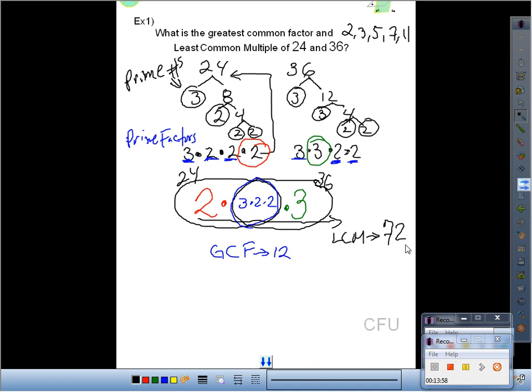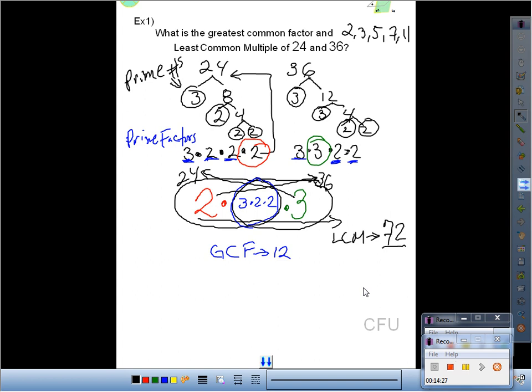No. Check this out. Look up. Ready? Because I'm about to, like, boom. What's left over on this side? 2. If I multiply times the opposite number, 72. How about what's left over on this side? Multiply times the opposite number. Copy that, please. That's how you find your GCF and LCM using the Venn diagram.